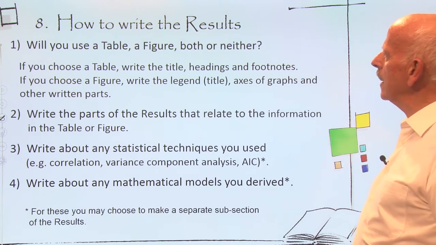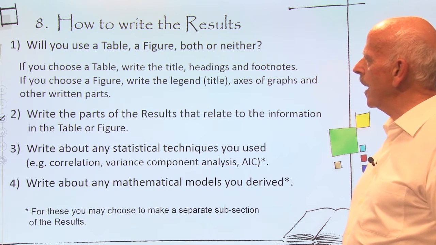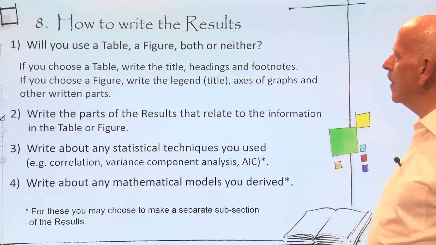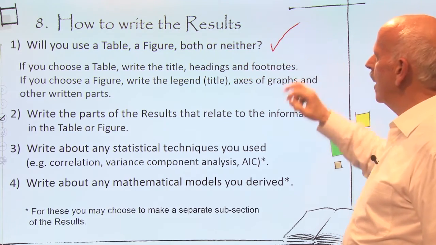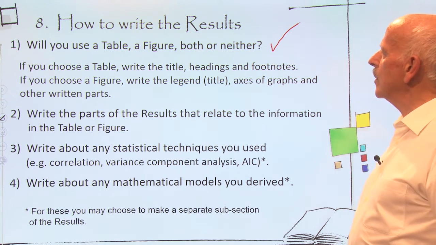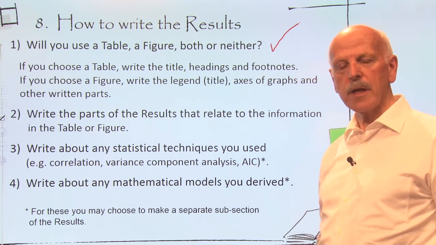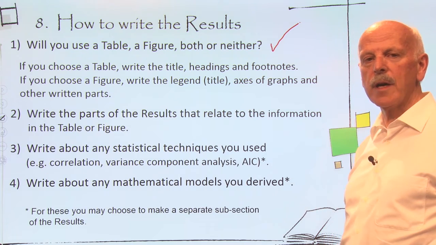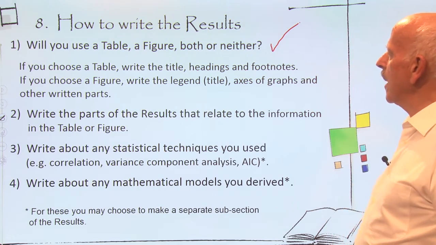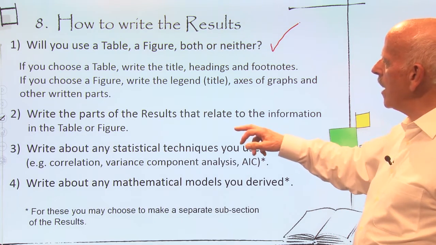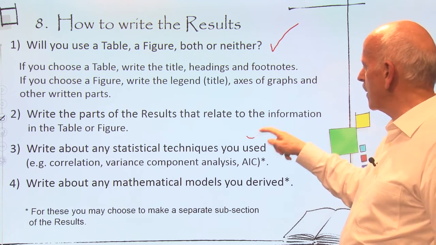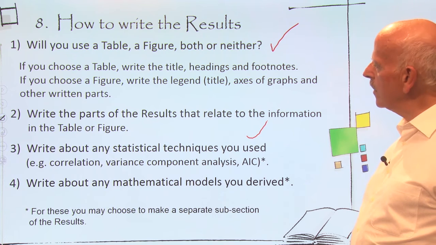So how do we write the results? Well, there are various aspects here which we've covered. Will you use a table, a figure, both or neither? It's unusual that you would not, in a realistic scientific paper, it's unusual not to have at least one table or figure, but in some cases that may be the case. Write the parts of the results that relate to the information in the figure or table. That's the second way to do this.